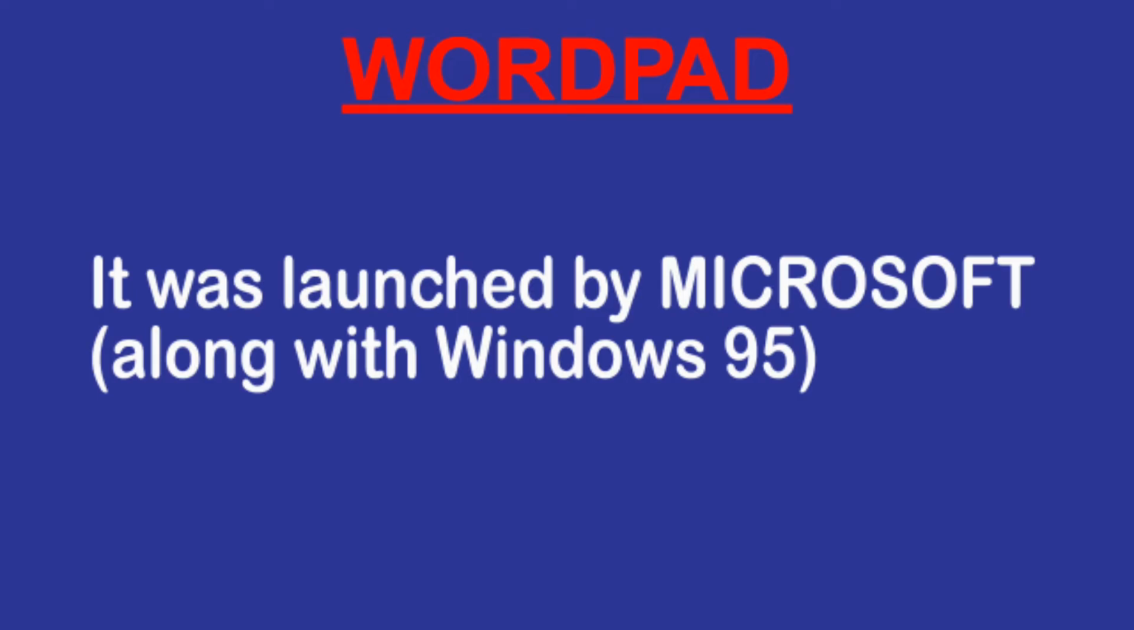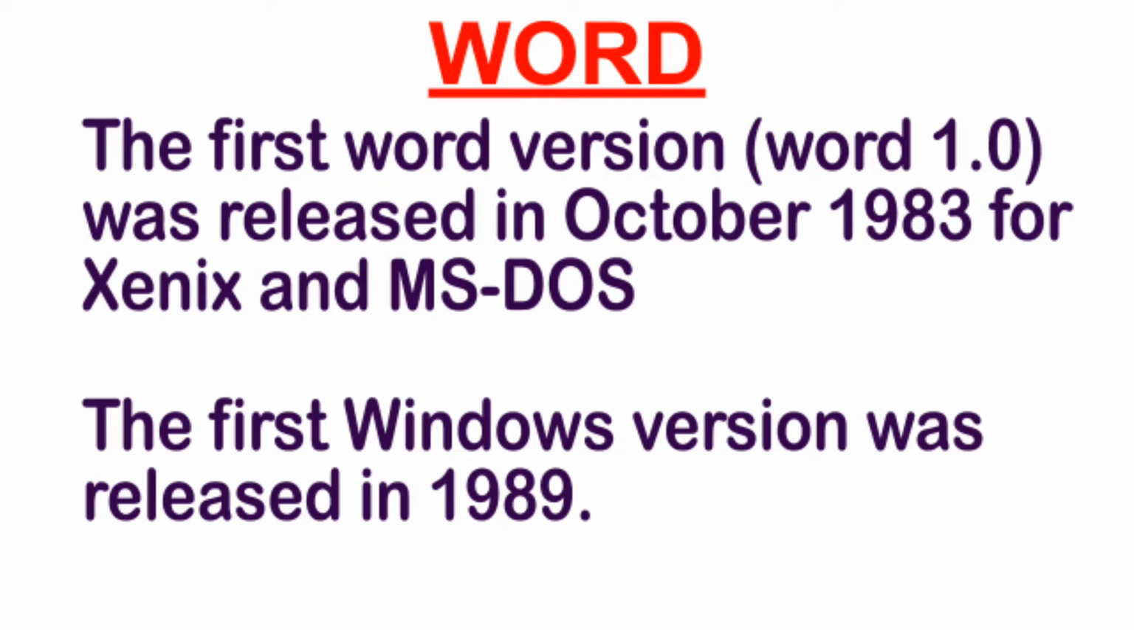Difference number 2. Wordpad. It was launched by Microsoft along with Windows 95. MS Word. The first Word version, Word 1.0, was released in October 1983 for Zenith and MS-DOS. The first Windows version was released in 1989.